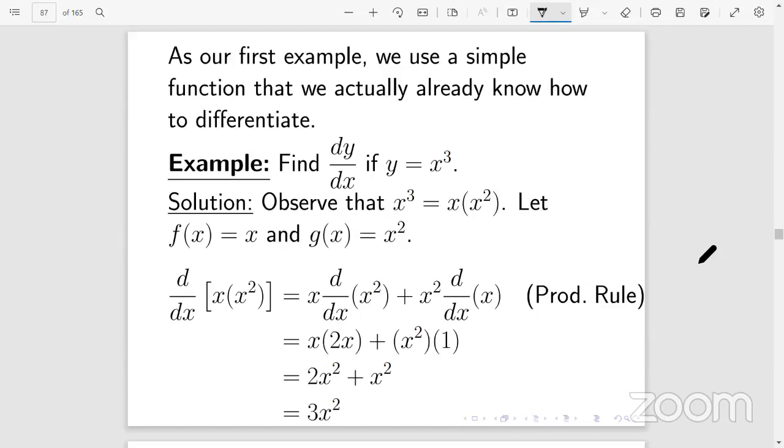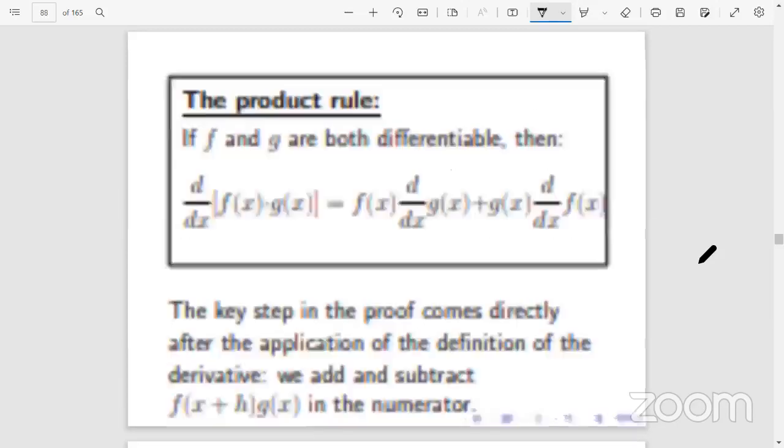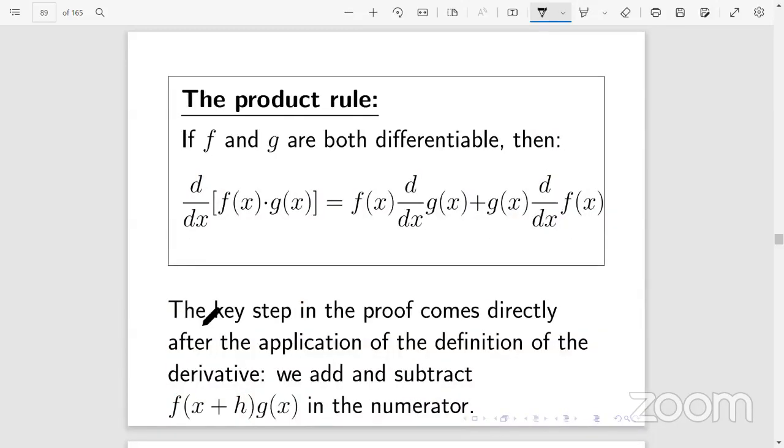But the part that I want us to get to is to prove the rule. Let's look at the proof. This is what we claim: whenever you differentiate the product of two functions, f times g of x, you will get f of x times the derivative of g of x plus g of x times the derivative of f.